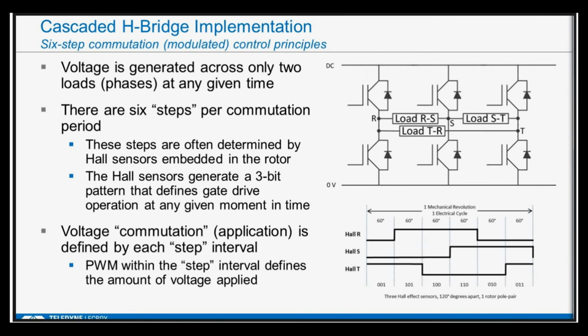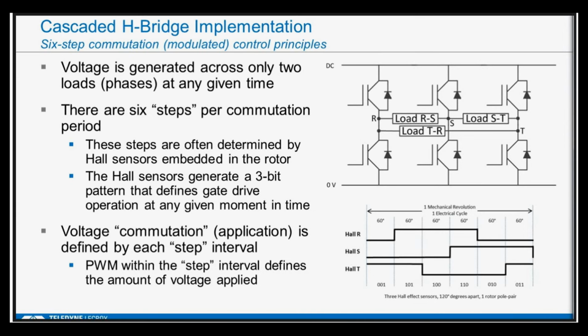There's another methodology as well called 6-step commutation, and it's a little bit different because voltage is only applied across 2 phases at any given point in time. There are 6 steps to this commutation process, and these steps are determined by using Hall sensors that are embedded in the rotor of the motor. This is very common in lower-cost motor drives. These Hall sensors, the 3 of them, generate basically a 3-bit digital pattern that defines these 6 steps.